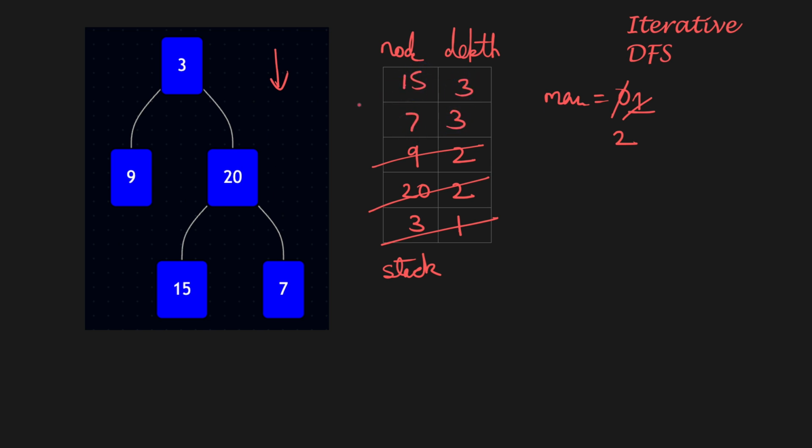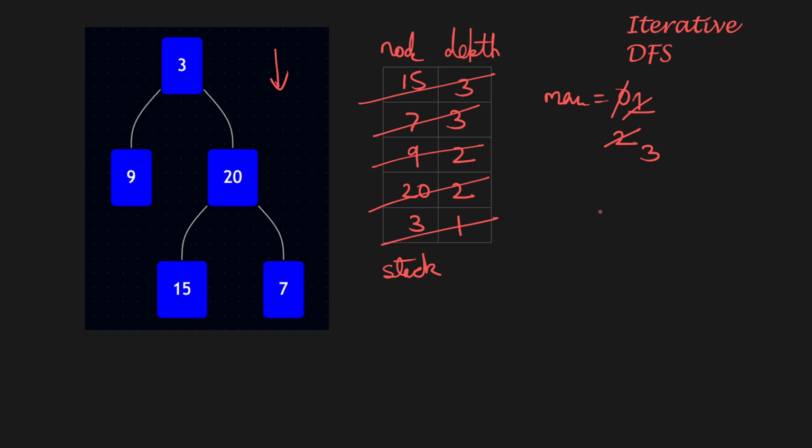And again, we pop out the top element, which is 15 with depth 3. So we update the maximum depth to 3. And since 15 doesn't have any children, we won't push anything. In the next iteration, we pop out element 7 with depth equal to 3. The maximum depth is already 3, so there will be no change. And now the stack is empty, so our loop terminates with maximum depth equal to 3.